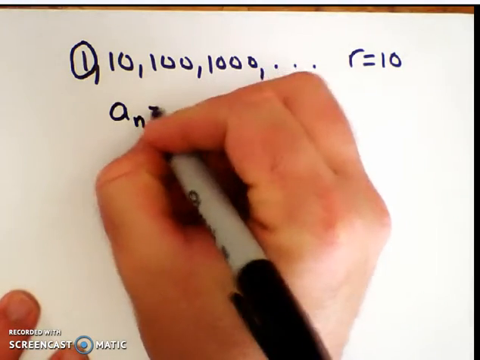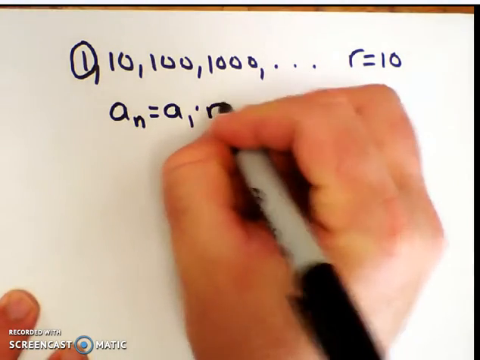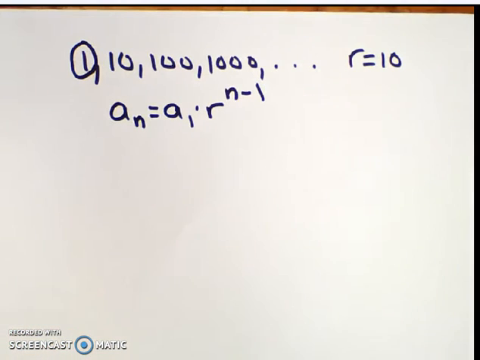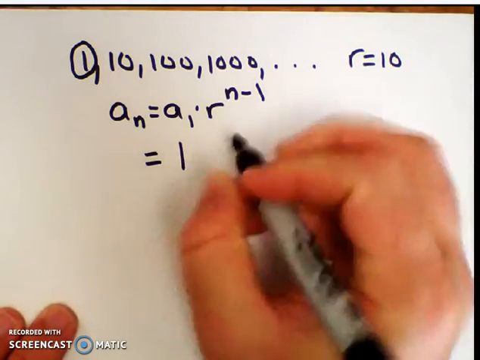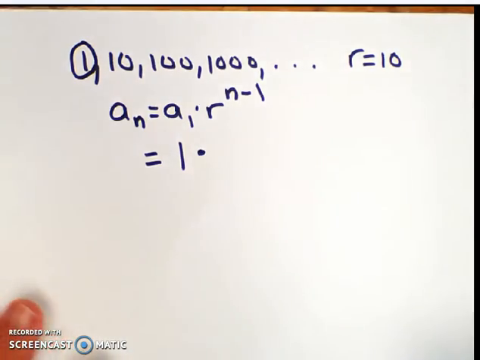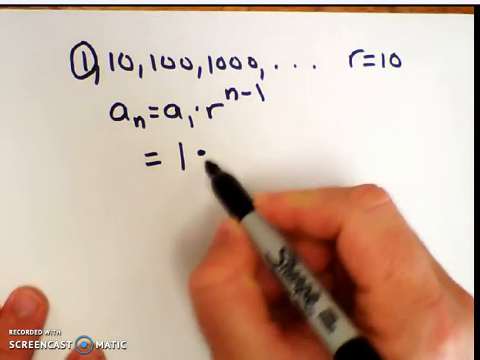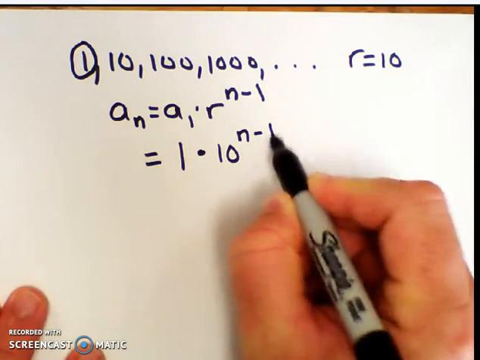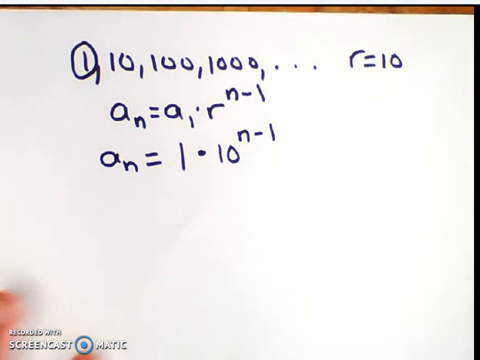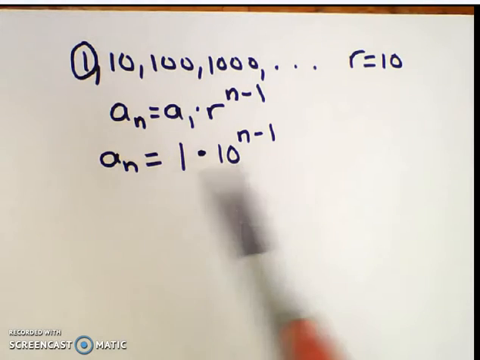This formula will be given to you. This is easier than arithmetic because you don't have to do any simplifying. Okay, all you do is you plug a sub 1 in, which in this case is just 1, which you don't really need, but I'll put it. And then the ratio, which is 10, to the n minus 1. That is your answer.